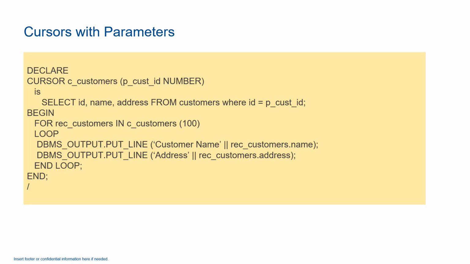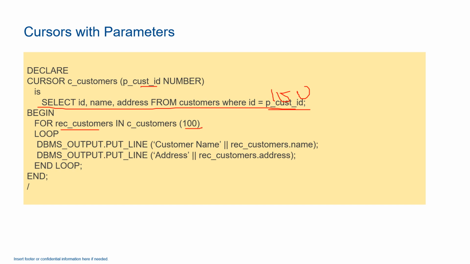Here is another example where we have a cursor c_customers. You can see it selects ID, name and address from customers where ID is p_cust_id, which is a number. Here we have just declared the query. Now we are using a for loop, for rec_customers in c_customers, where c_customers is my cursor. We are passing 100, so it will take ID as 100, and then loop.